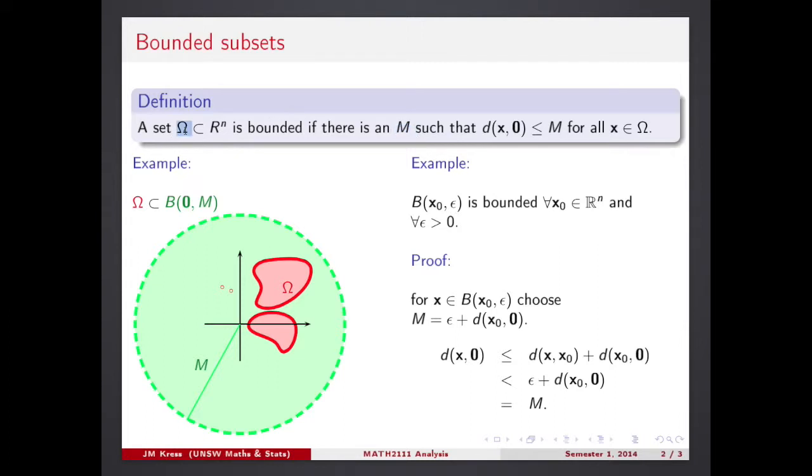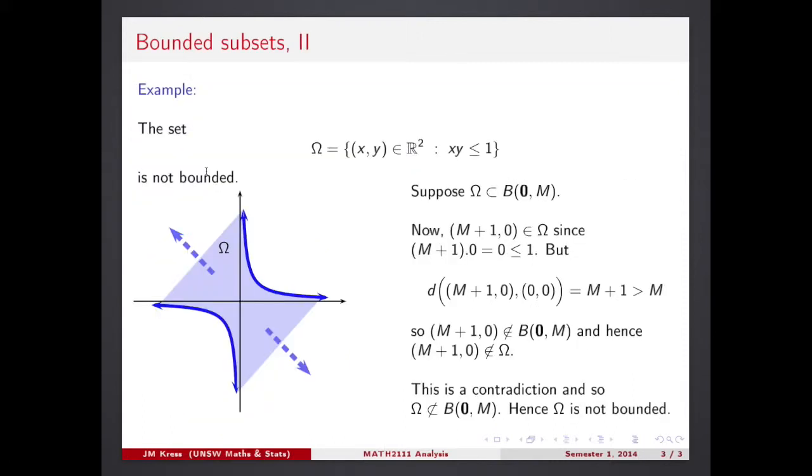You can't just alter your choice of m for different points. Okay. Probably it's too much already for this relatively simple example. That's another example of Jonathan Kress.